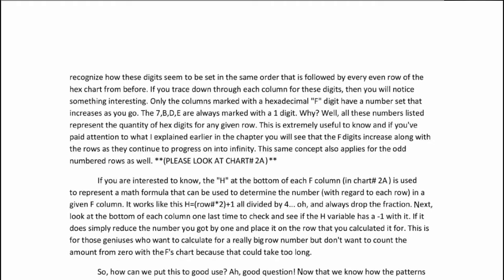If you trace down through each column for these digits, then you will notice something interesting. Only the columns marked with a hexadecimal F digit have a number set that increases as you go. The 7, B, D, and E are always marked with a 1 digit. Why? Well, all these numbers listed represent the quantity of hex digits for any given row. This is extremely useful to know, and if you've paid attention to what I explained earlier in this chapter, you will see that the F digits increase along with the rows as they continue to progress on into infinity. This same concept also applies for the odd number rows as well. Please look at chart number 2A again.